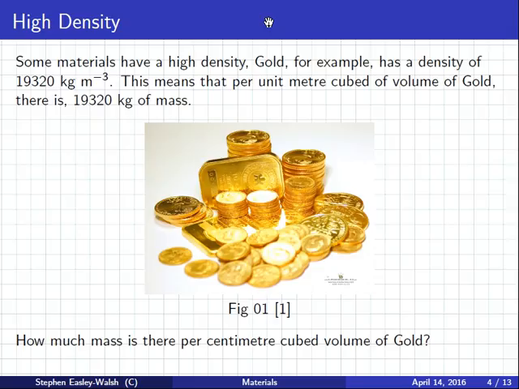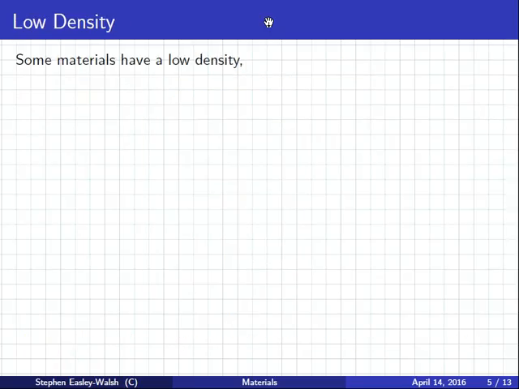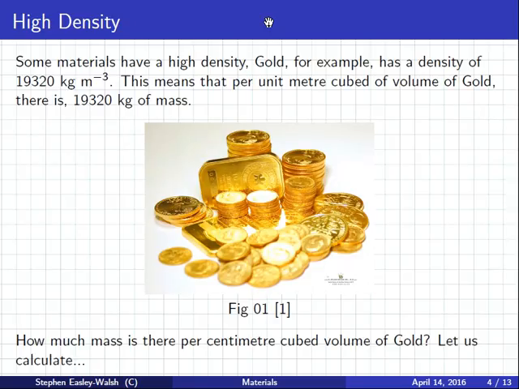Now, very high. Now, what I would like you to do as a little bit of revision from semester 1 is I want you to convert kilograms per meter cubed into grams per centimeter cubed.